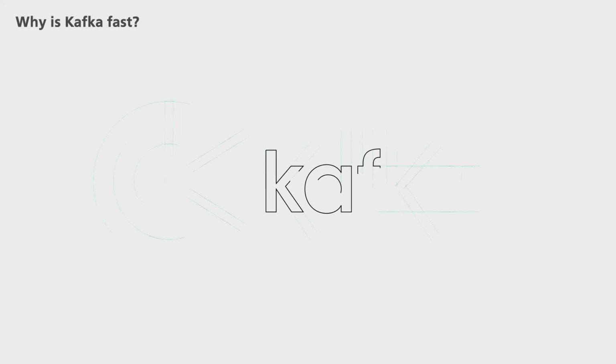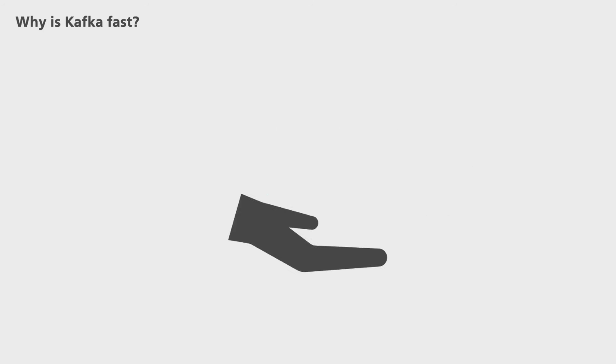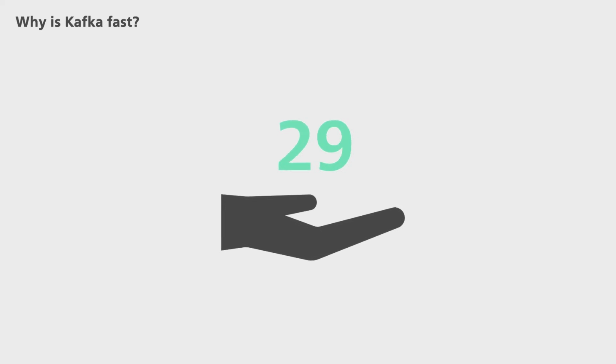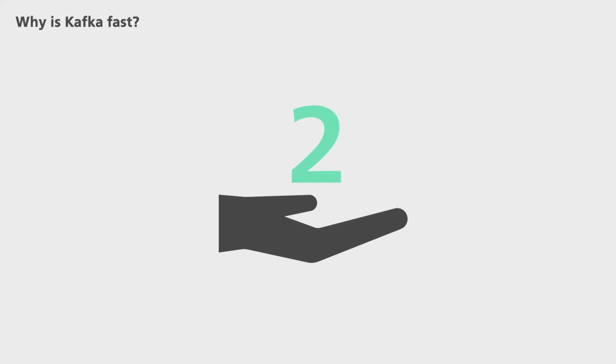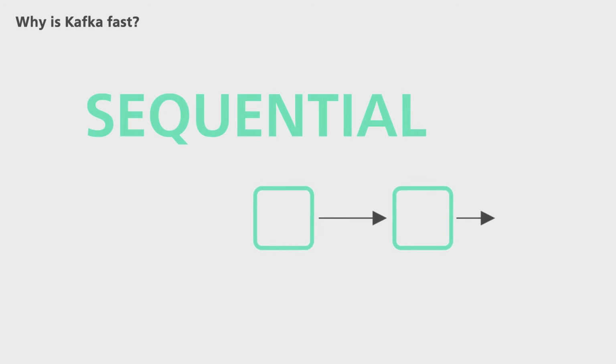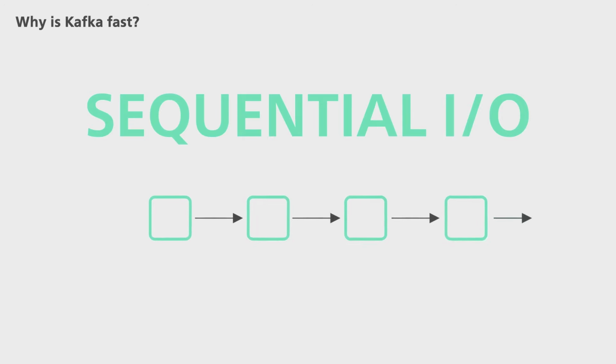What are some of the design decisions that help Kafka move a lot of data quickly? There are many design decisions that contributed to Kafka's performance. In this video, we'll focus on two. We think these two carry the most weight. The first one is Kafka's reliance on sequential I/O. What is sequential I/O? Let's dig deeper into that.